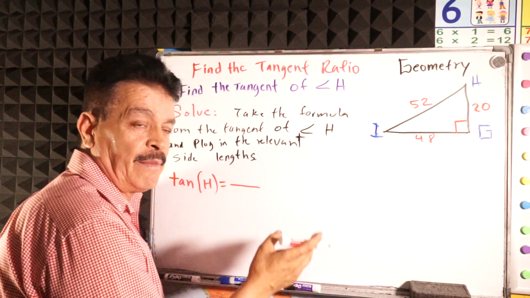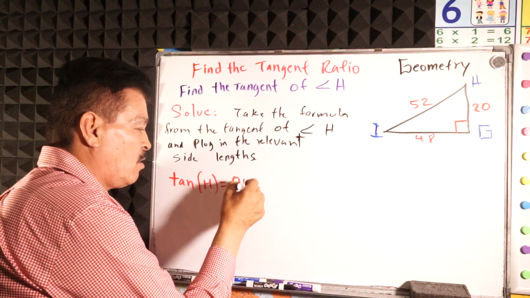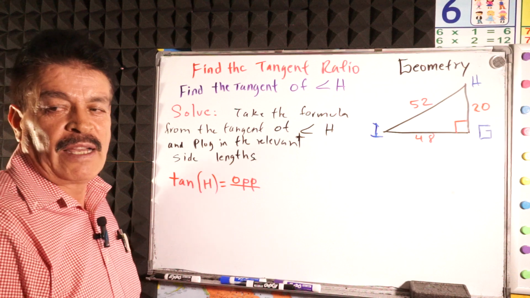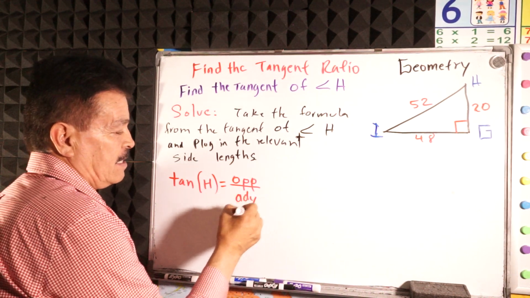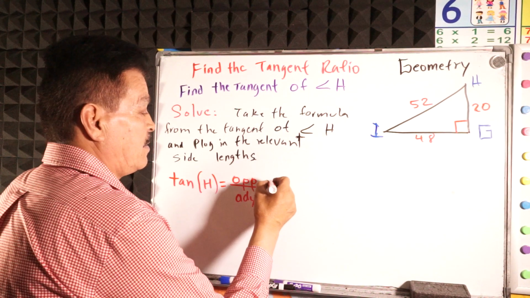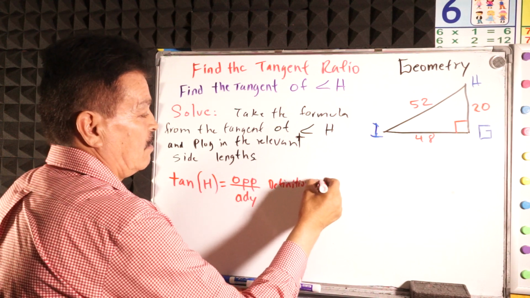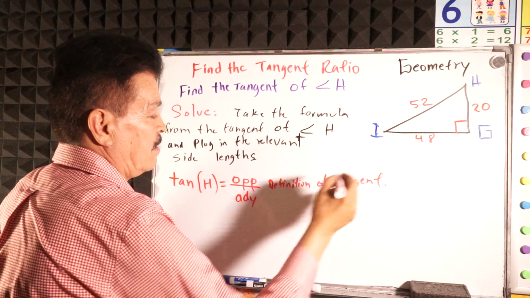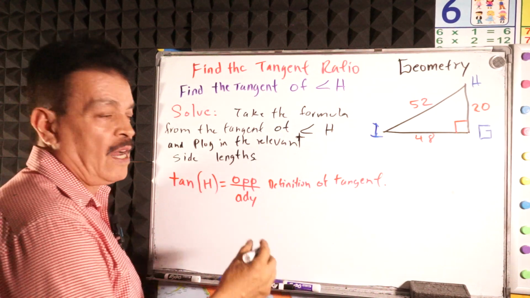remember the concept I gave you. That's why I write the concept before. It's opposite here. Opposite means the opposite side, right? Over, or divided by, the adjacent side. Okay, so this is the definition of the tangent. All right.